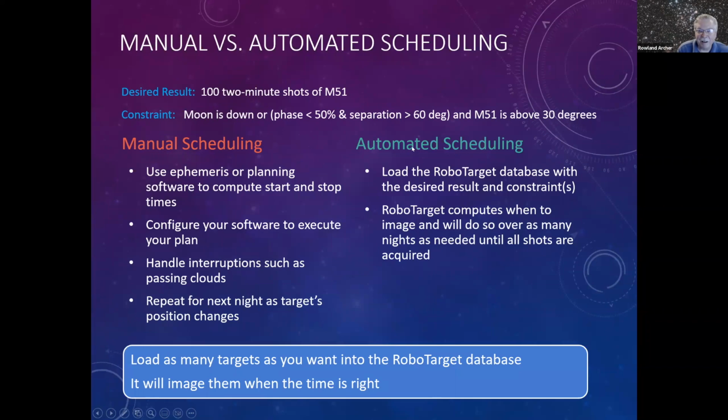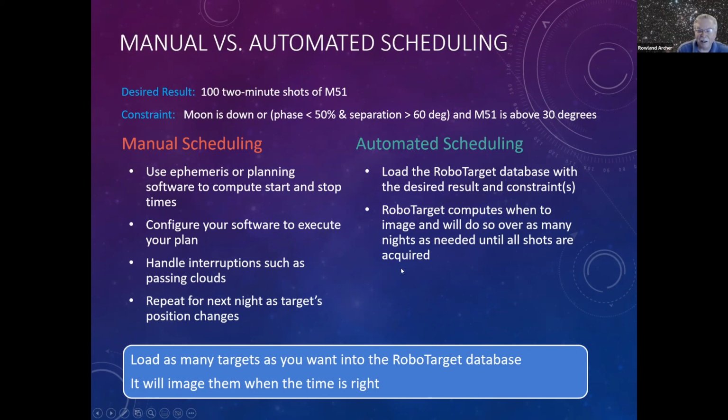So with Voyager Advanced, it has a database of targets. You put as many targets as you want into the database. And with that, you say, what's your desired result? I want this many shots with this filter of this target. And what are your constraints? And you might say, it's got to be at least 30 degrees in the sky. It's got to be over my local horizon. And I want to make sure it's at least 60 degrees away from the moon. And I don't want to shoot if the moon's more than half phase.